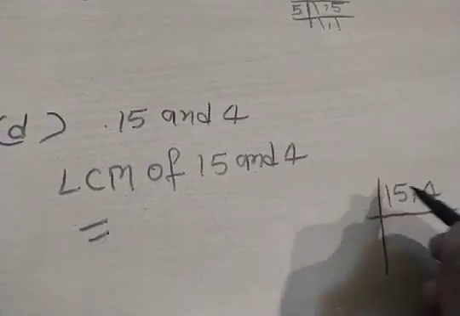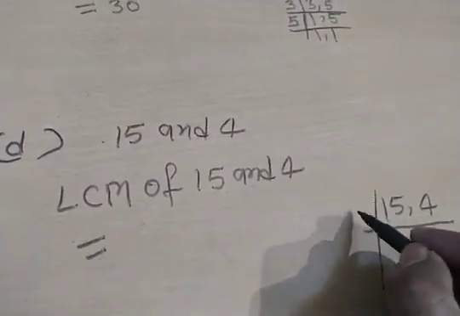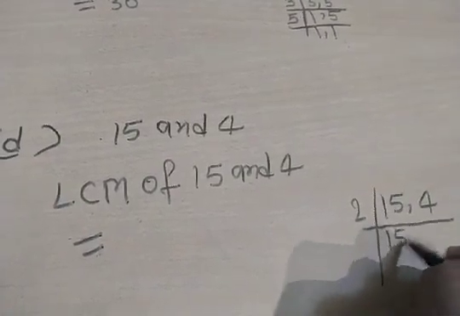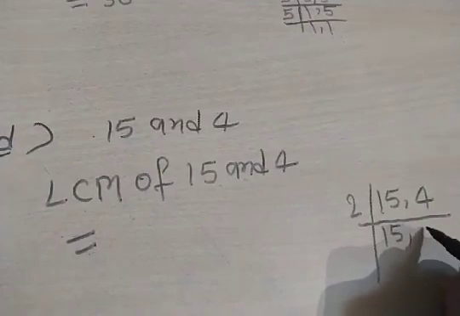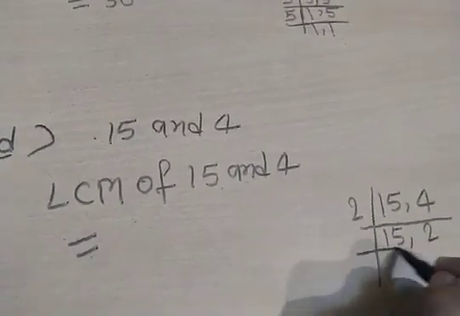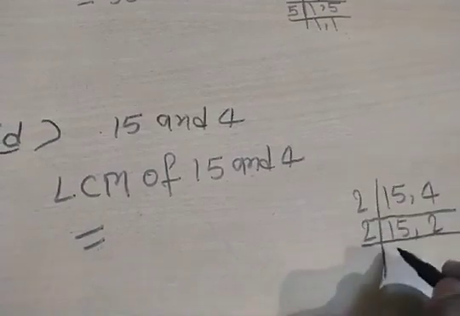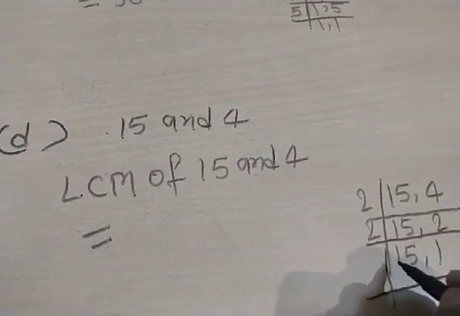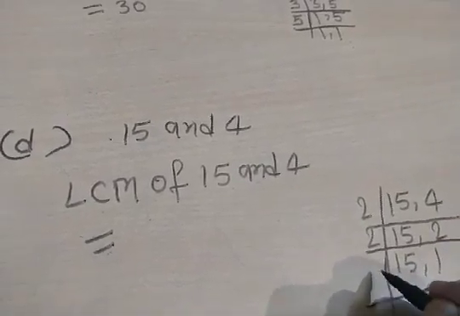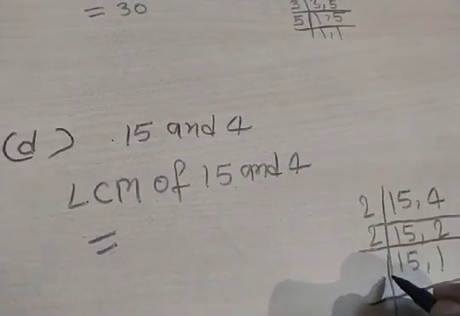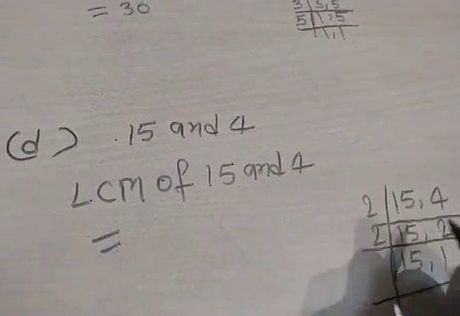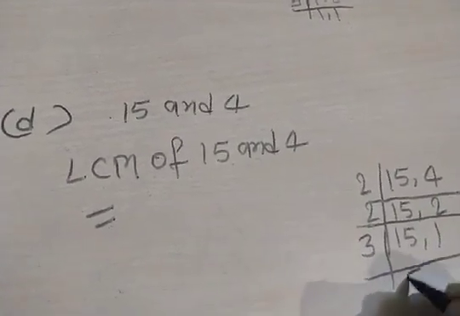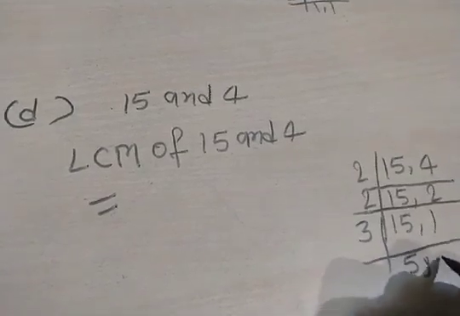So here first we select the smallest prime number. 2 divides 4 but not 15, so we write 15 as it is, and 2 twos are 4. Again we take 2, write 15 and 1. Now we select the smallest prime number which divides 15. So this number is 3. 3 divides 15 5 times. Okay, and 3 does not divide 1, so we write 1 as it is.